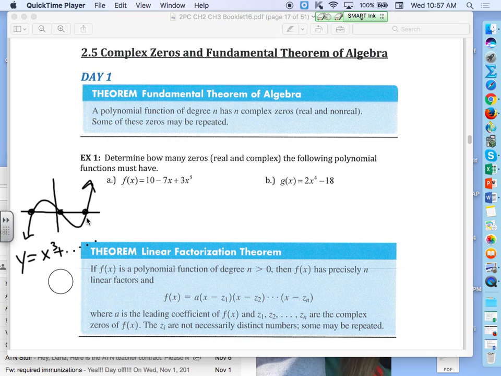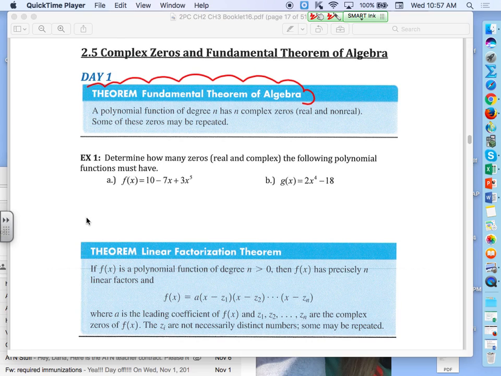A couple of things though before we do that. If you look at this first theorem that we have, the fundamental theorem of algebra, we kind of talked about it already. It just tells you whatever the highest degree for the polynomial function is, that's how many zeros you're going to have. And by zeros, we're talking about places where it crosses the x-axis, but you might also have imaginary roots, or you might have real roots. Doesn't mean they have to be nice round numbers. They might not be integer values. They might be decimals. They might be irrational numbers where you have square roots. They could be imaginary numbers.